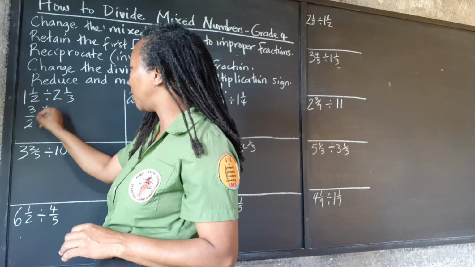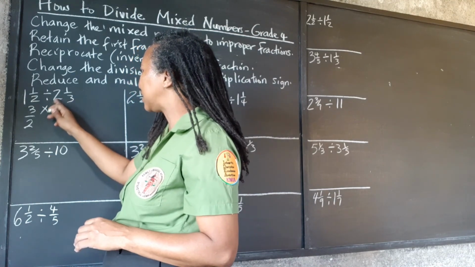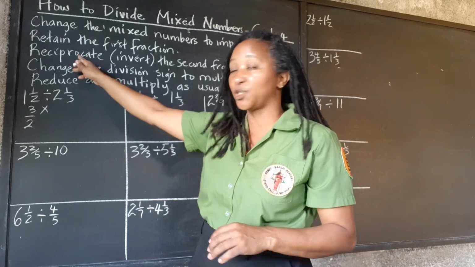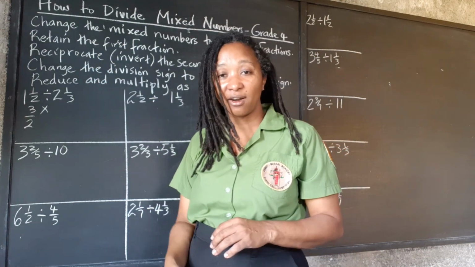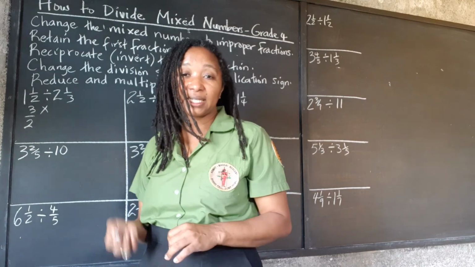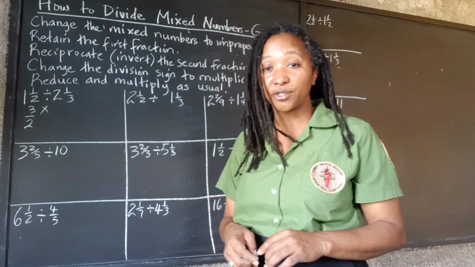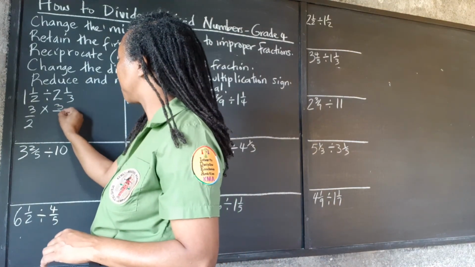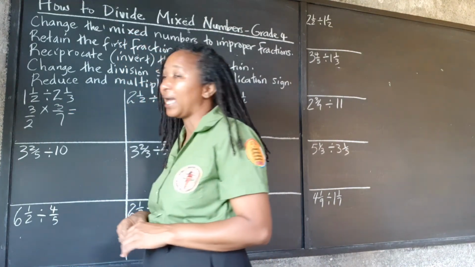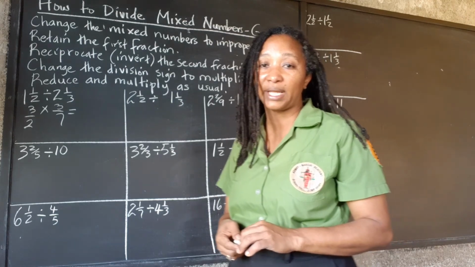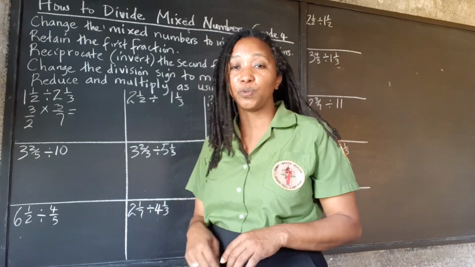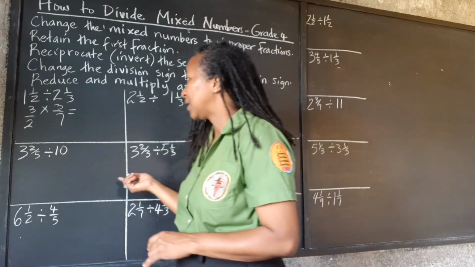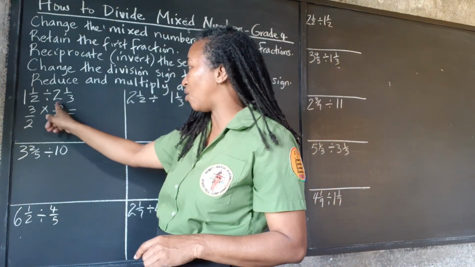Change the division to multiplication. 3 twos are 6, plus 1, 7/3. But what does it say we are to do? Reciprocate the second fraction. So instead of writing the 7/3, we're going to write 3/7. And now we can go ahead and see if there's anything in the numerator that we can use to reduce anything in the denominator. In this case, we can't, since 3 can't reduce 7 or 2.